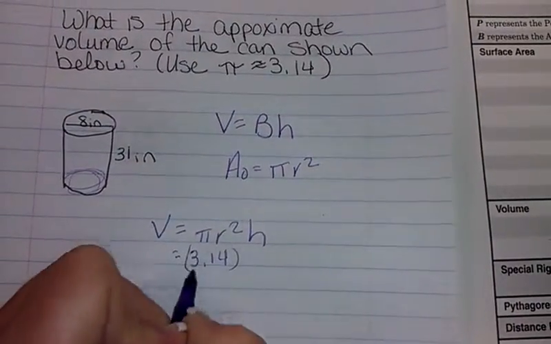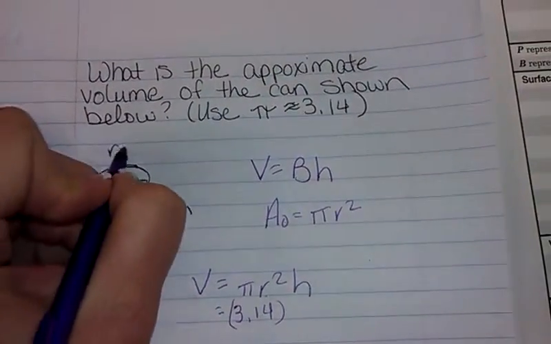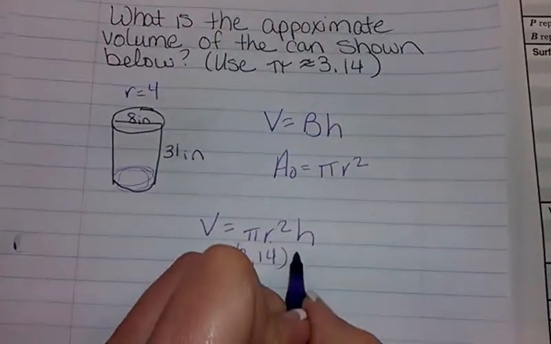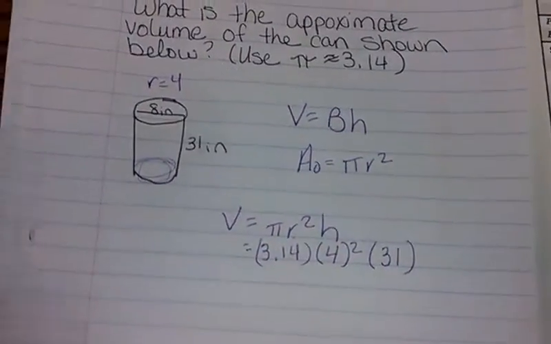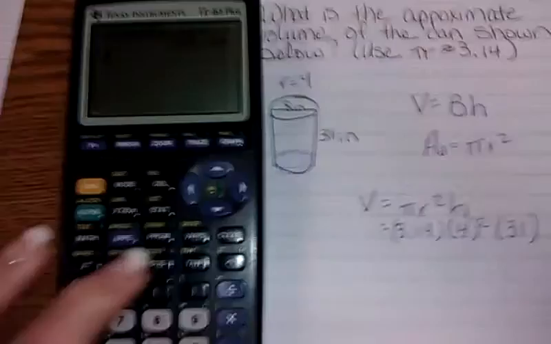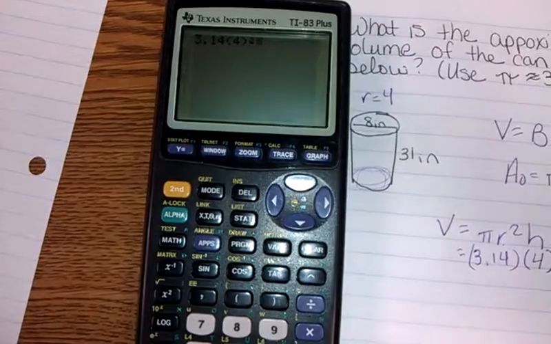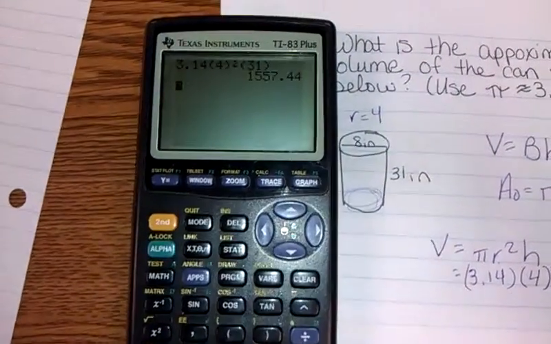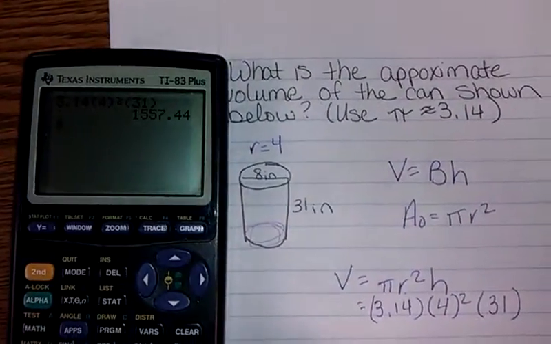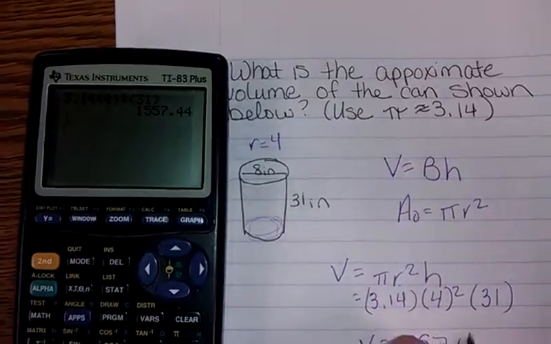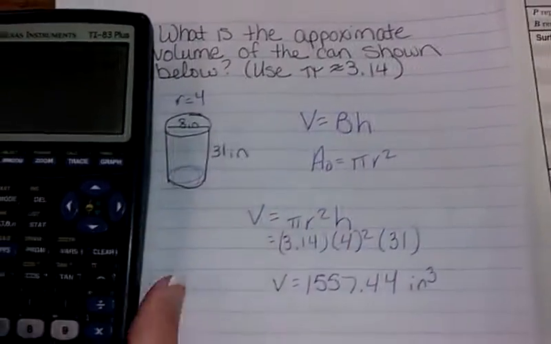3.14 is what we're supposed to be using. Radius, right here, it's not 8. That's the diameter. The radius is half of that. It is 4. So I have 4 squared times the height, which is 31. So I go over here and I'm going to plug it in. 3.14 times 4 squared times 31. Well, there's my answer. My volume is 1,557.44. My units are inches, inches cubed.